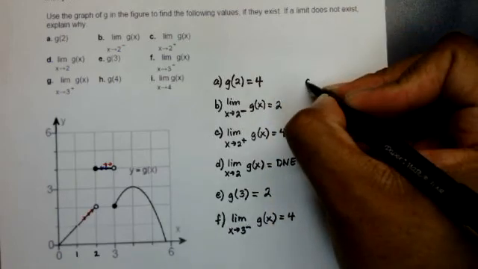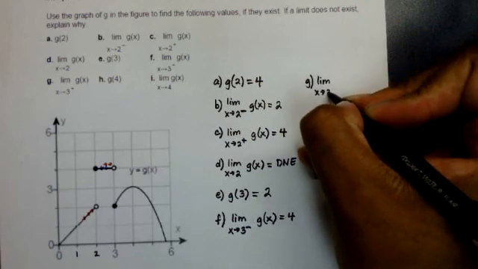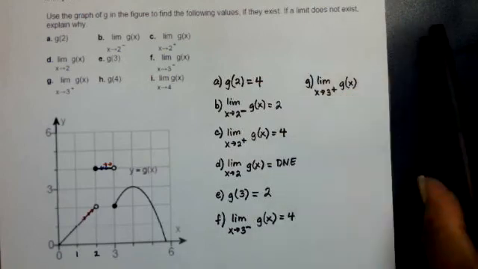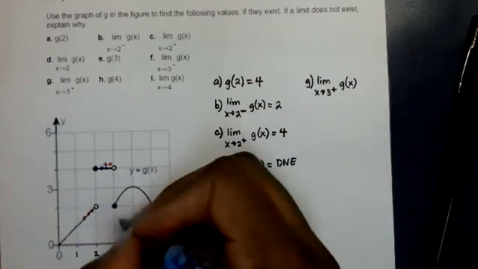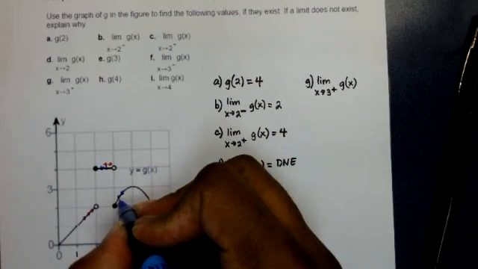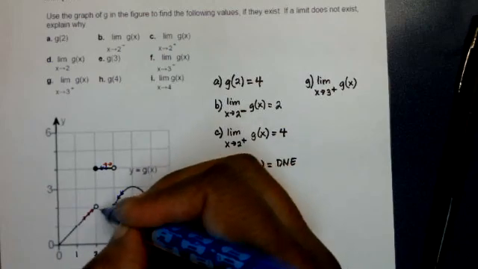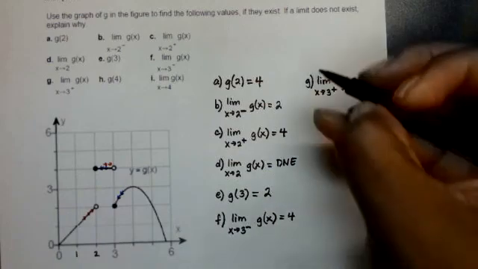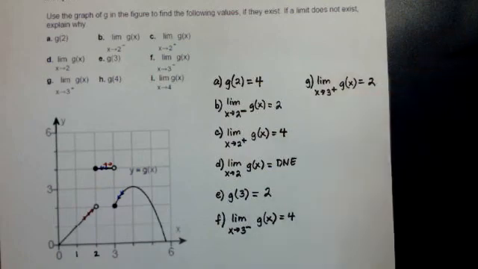Now part G is the limit as x approaches 3 from the right of g of x. So to the right of 3, that's this right here, g of x is getting closer and closer to this point right here. It's getting closer and closer to 2. So here, the limit as x approaches 3 from the right of the function g of x will be 2.